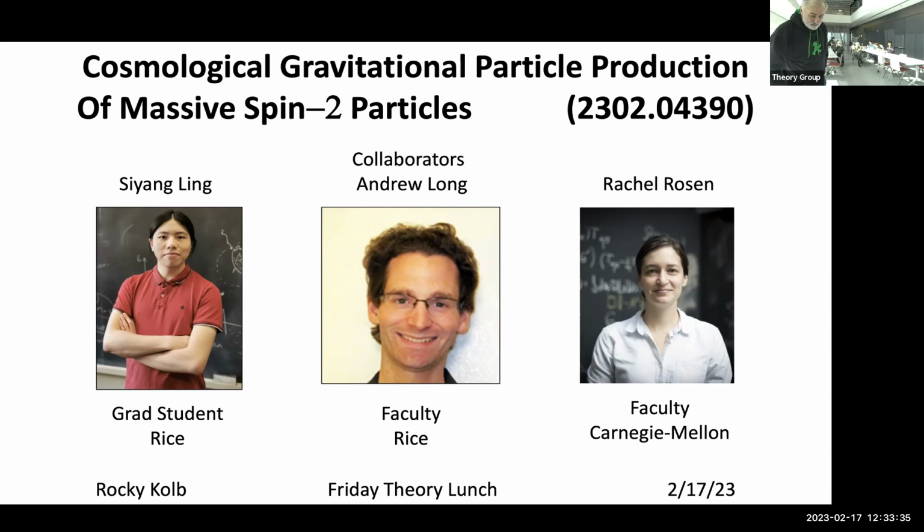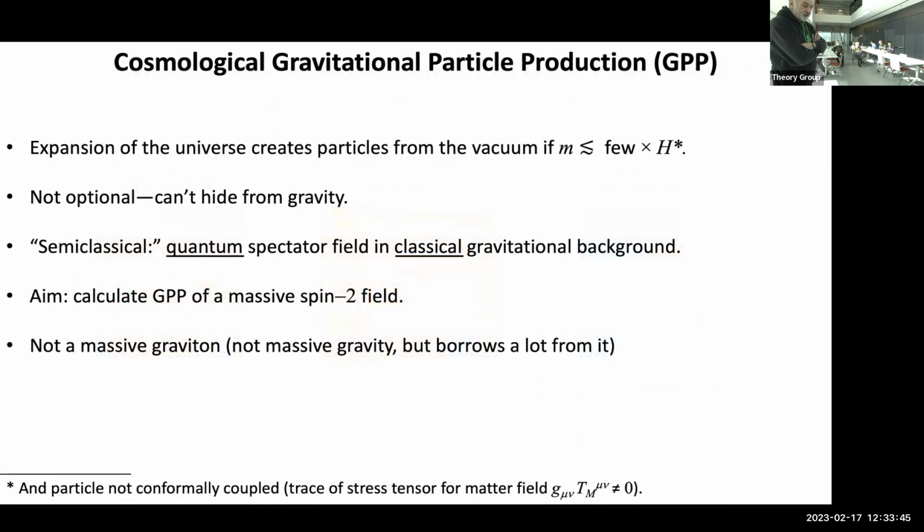All right. So this is about cosmological gravitational particle production. And the basic idea is that just the expansion of the universe creates particles from the vacuum, at least if the mass is smaller than about a few times H, the expansion rate. And there's a lawyerly disclaimer: the matter Lagrangian cannot be conformally coupled. You have to break conformal invariance somehow to do this.